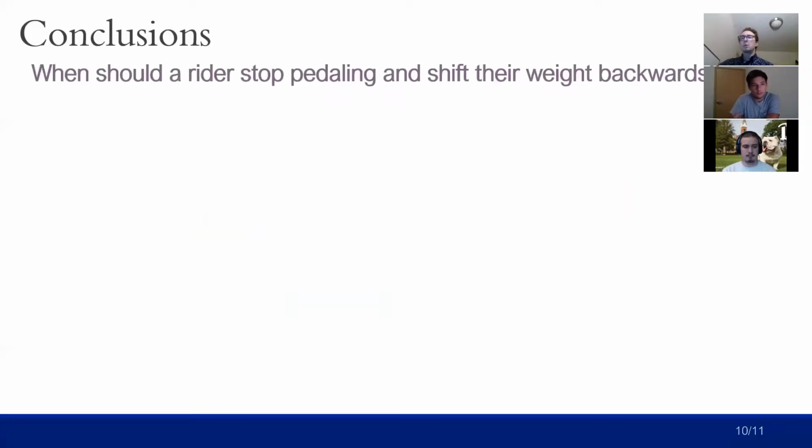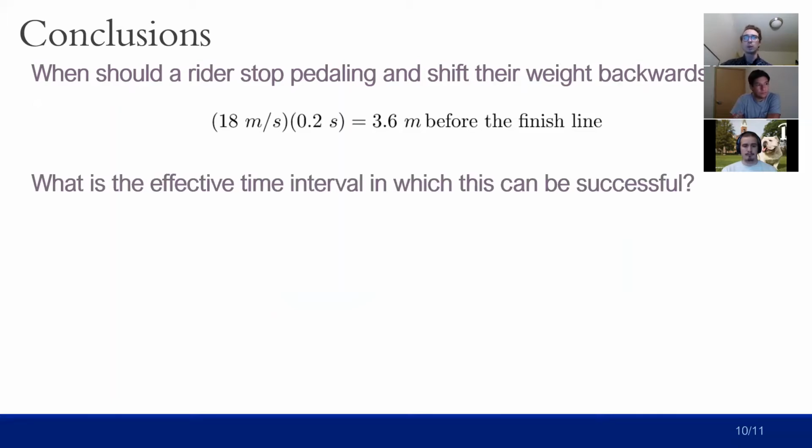So in conclusion, what can we tell from our model? The first thing is, when should the rider stop pedaling and start to shift their weight backwards to throw their bike forwards? If we assume 18 meters per second over 0.2 seconds, they would travel 3.6 meters in that time. So they should start throwing backwards 3.6 meters before the finish line.